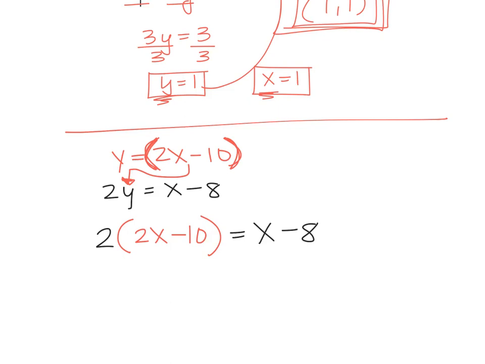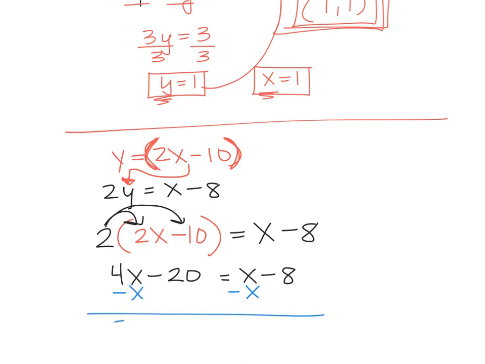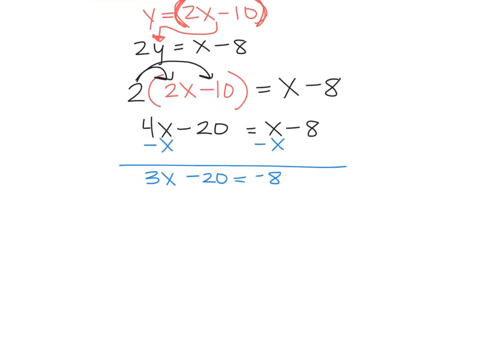So simplify this. You're going to distribute first. So it's going to be 2 times 2x, that's 4x. 2 times 10 is 20, so minus 20, equals x minus 8. What's your next step? Not divide. You could add 20. I'm going to start with subtracting x, just to keep it consistent with how I've always done it. But you could add 20. So 3x minus 20 equals negative 8. And now I'm going to add the 20.